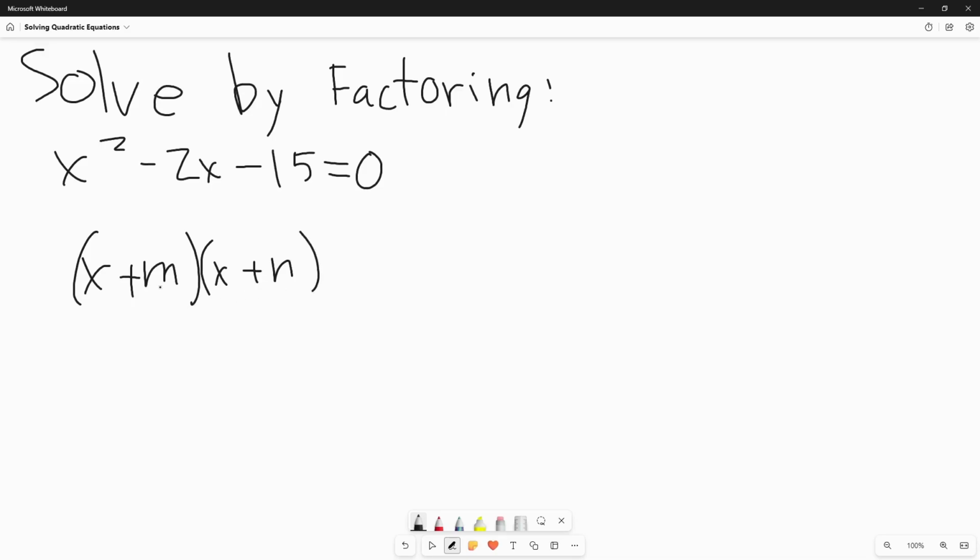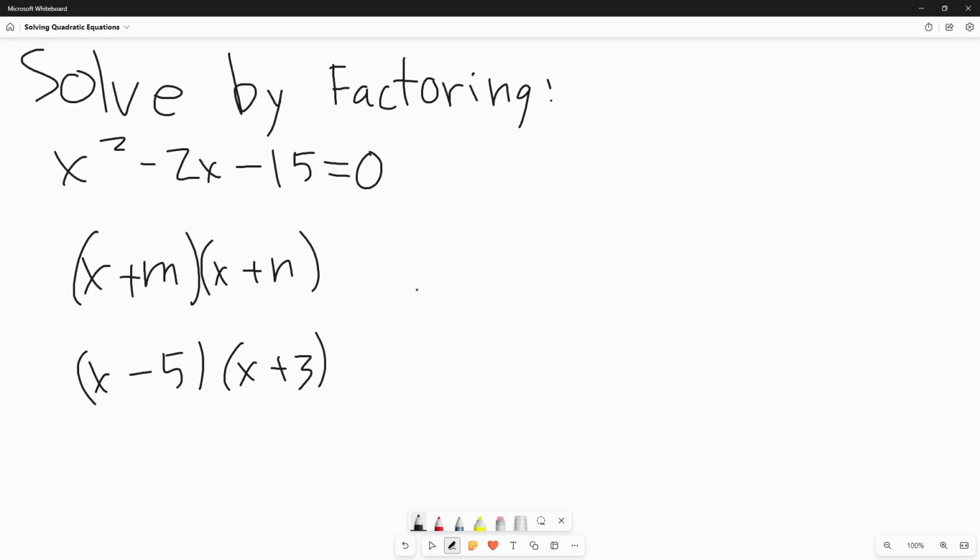And remember, m plus n is equal to negative 2, and m times n is equal to negative 15 in this case. So what numbers would work for m and n? Well, numbers that would work are negative 5 and 3. Now, if you didn't see that at first, it's okay. You just have to think about all the factors of 15 that would also add up to negative 2.